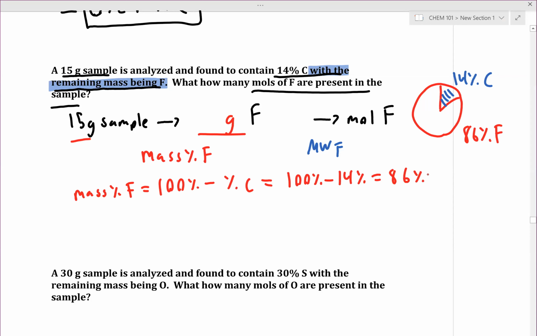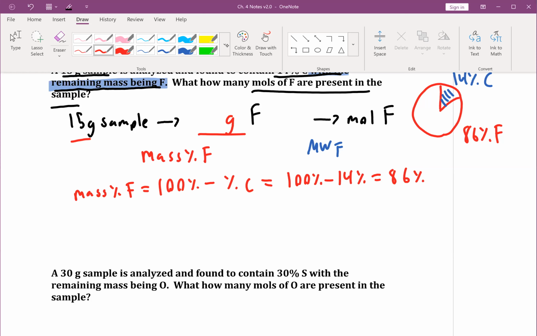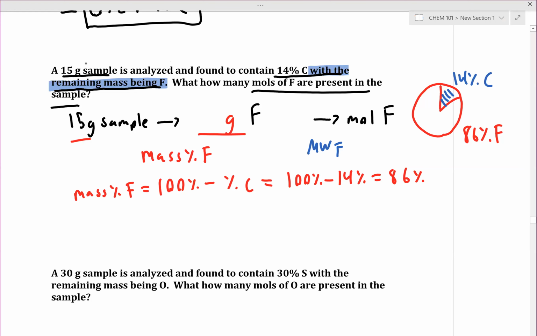Does this skill that we've used seem familiar to when we calculated percent abundance when we were dealing with isotopes? It's exactly the same mathematically. A little bit different on the execution front, but mathematically it's identical. Okay, now we have all the data needed to complete this problem.